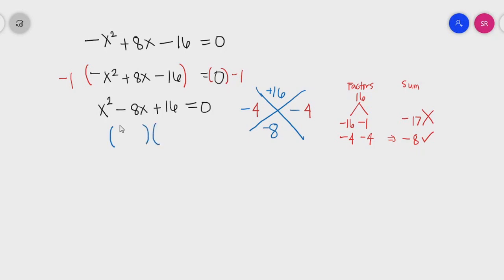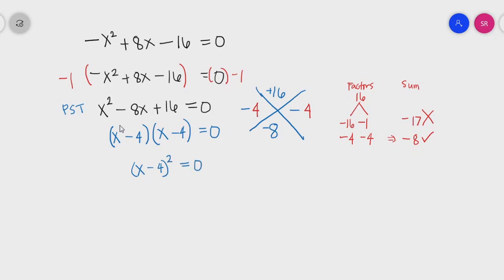So, this equation can be factored x minus 4 and x minus 4 equals 0. So, if you observe, magkapareho lang yung dalawang factors ng ating quadratic equation. So, ibig sabihin, pag pareho lang yung factor, this is a perfect square trinomial. Okay? So, I can rewrite this one into x minus 4 squared equals 0.